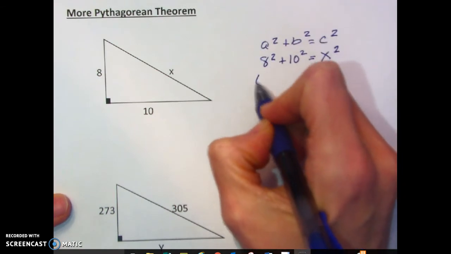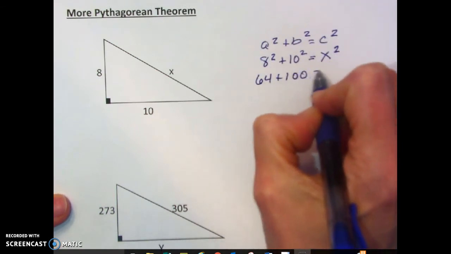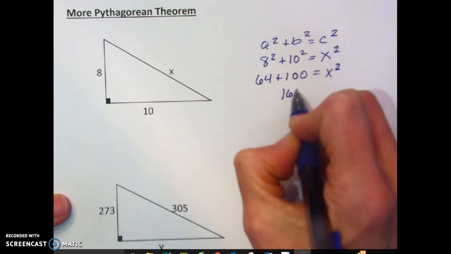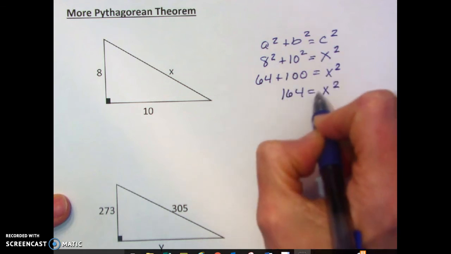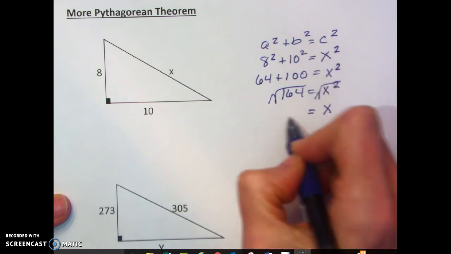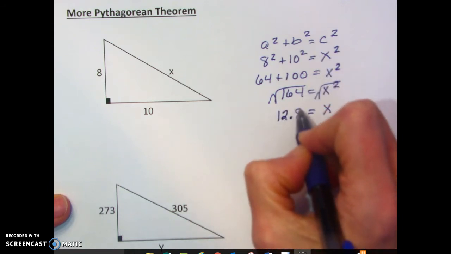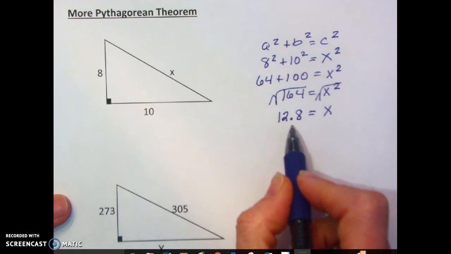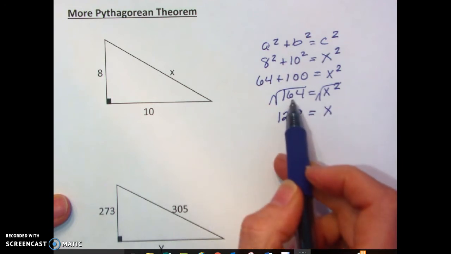So when we do the math here, 64 plus 100 adds up to 164. Then we have to take the square root to unsquare it. The square root of 164 is 12.8. So this is an approximate answer. This is the exact answer.